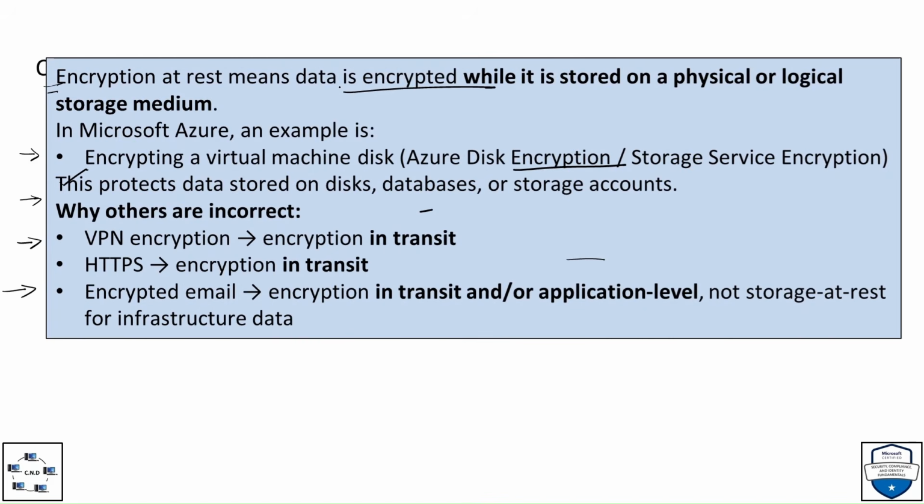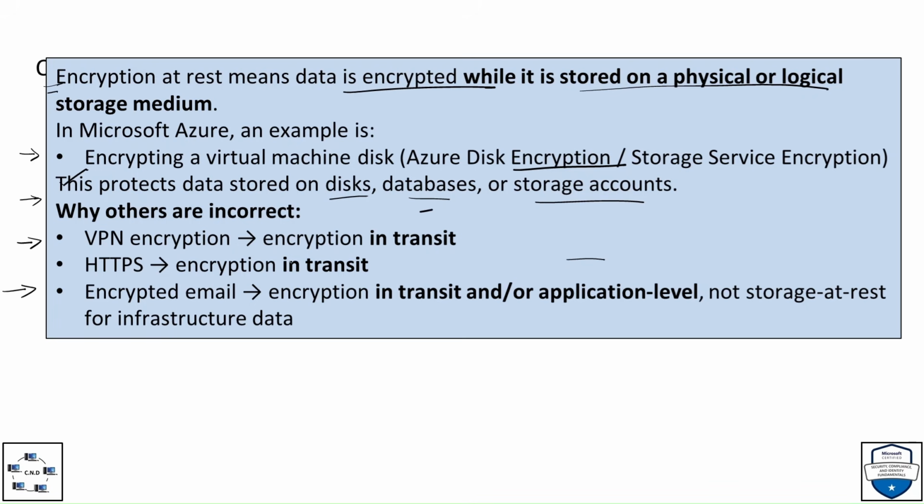So encryption at rest means data is encrypted while it is stored on a physical or logical storage medium. In Microsoft Azure, an example is encrypting a virtual machine disk, Azure Disk Encryption or Storage Service Encryption. This protects data stored on disk, databases or storage accounts.